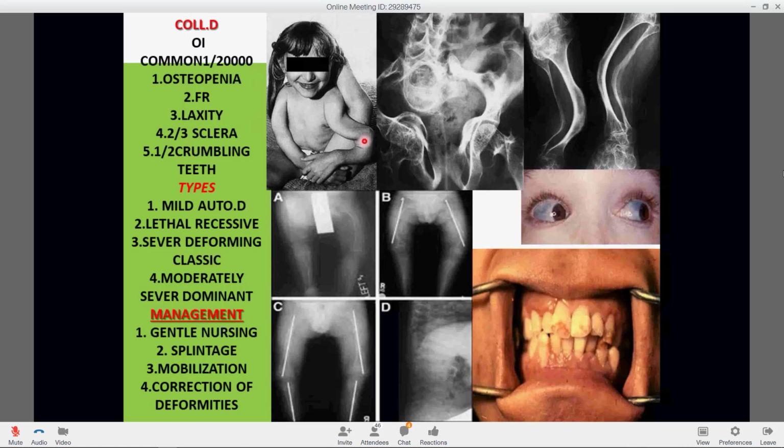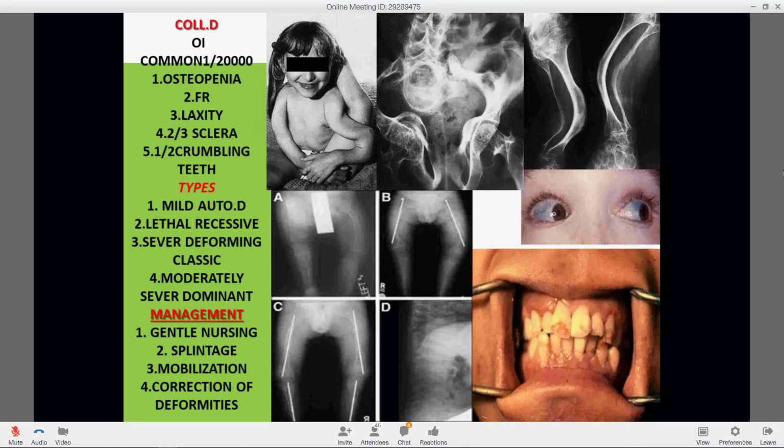And he will have multiple joint deformities because of the fractures and generalized joint laxity. As you can see here, the bones are bent, osteopenic, and we call them warrior bones. The spine may have compression, causing spinal cord or spinal nerve compression.